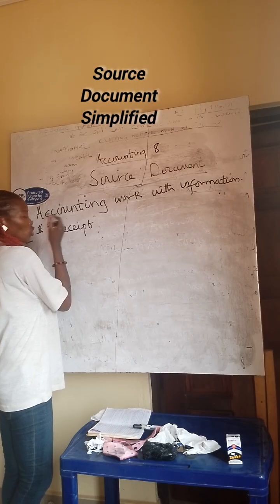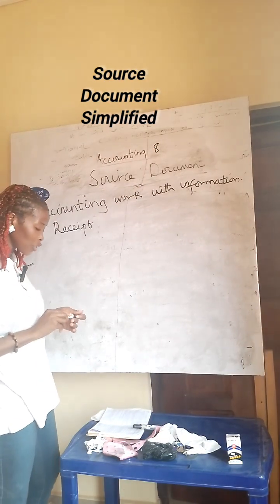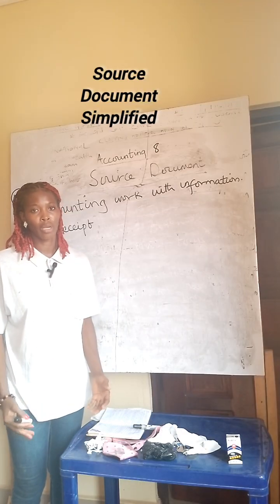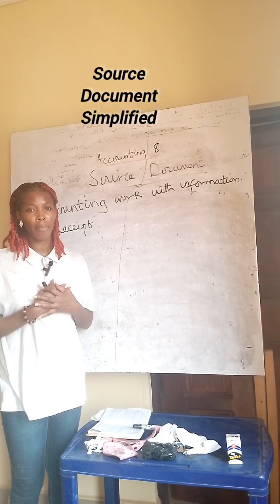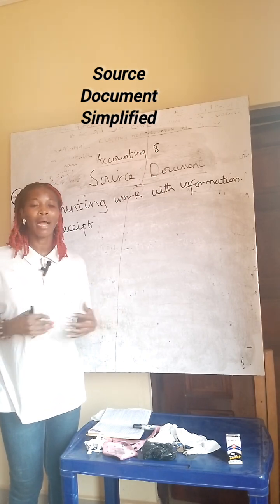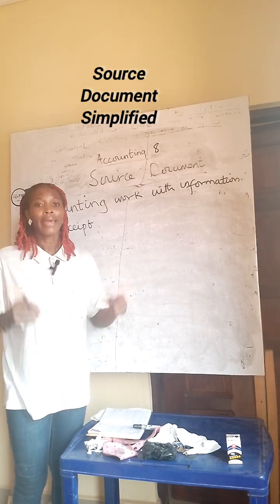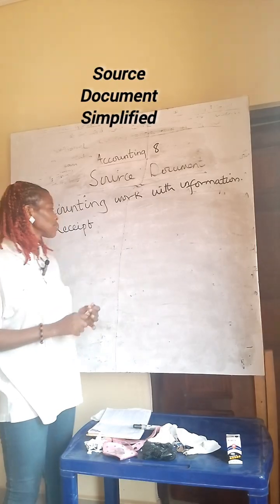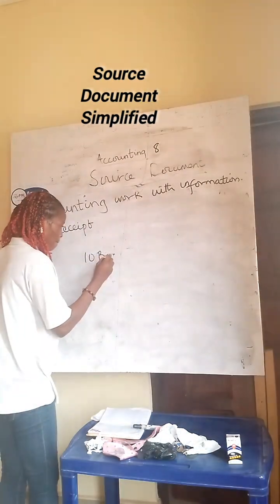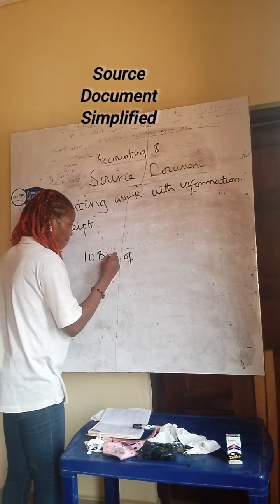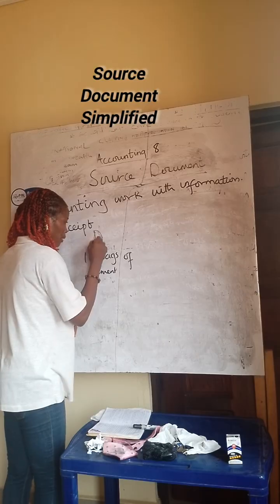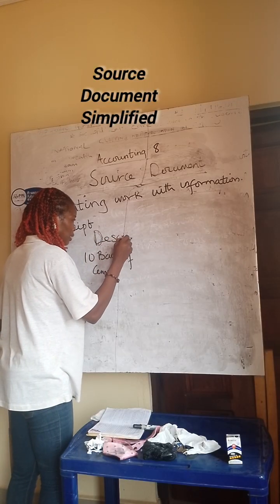Receipt is a source document. This is the first place you record the information that has to do with the sale of a transaction. If a customer comes to my shop, let's say I sell cement, and Mr. A comes to me and says, Madam, I want 10 bags of cement. In my receipts, I will write 10 bags of cement. Here will be the description.